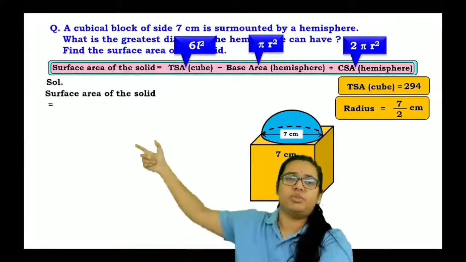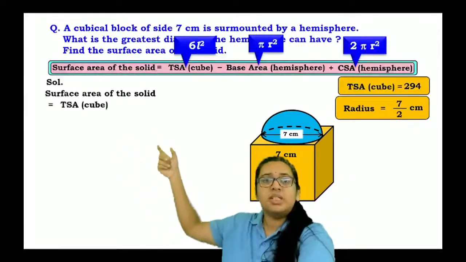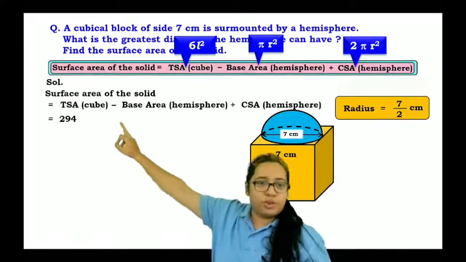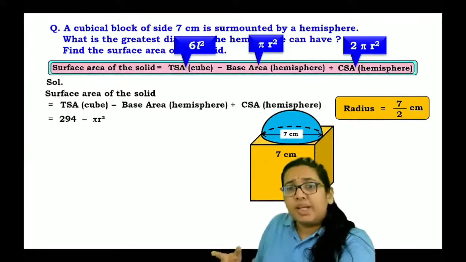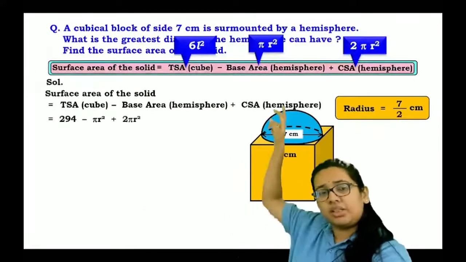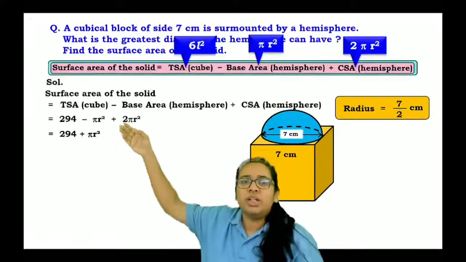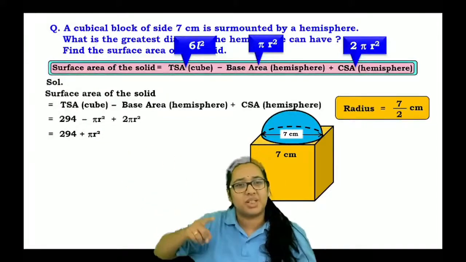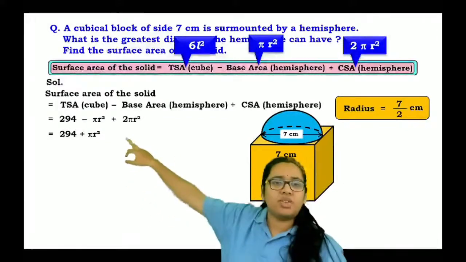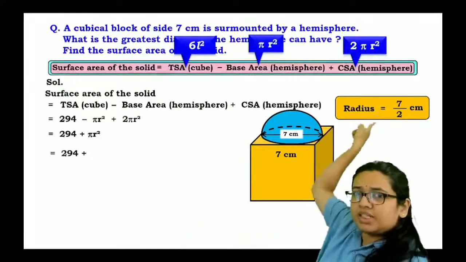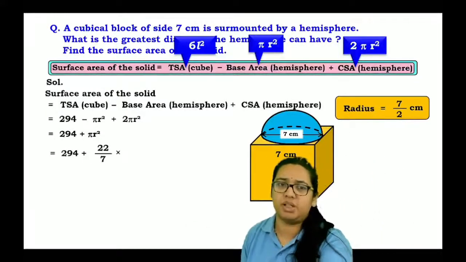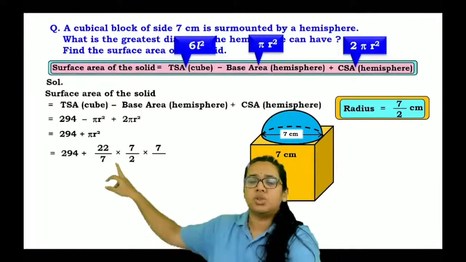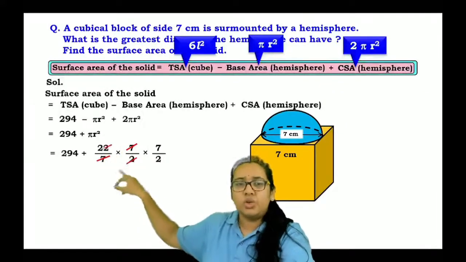So for that, first of all, we'll find out the surface area of the solid, where the total surface area of the cube will be 294. Base area is nothing but pi r square, and curved surface area is nothing but 2 times pi r square. So we know that minus 1 times pi r square plus 2 times pi r square is nothing but plus 1 times pi r square. And already we have the value of r, which is 7 by 2 centimeter. So pi will be 22 upon 7 into 7 by 2 into 7 by 2. So the 7s will get cancelled.